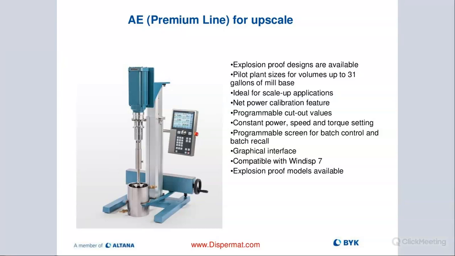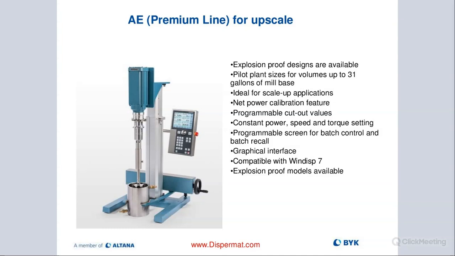This is our premium line with the C technology package that allows you to store the data. Again, have different batches by name, and then see everything on the display, the actual dispersing process and the graphical interface. We can run it with constant speed, or we can run it with constant power.